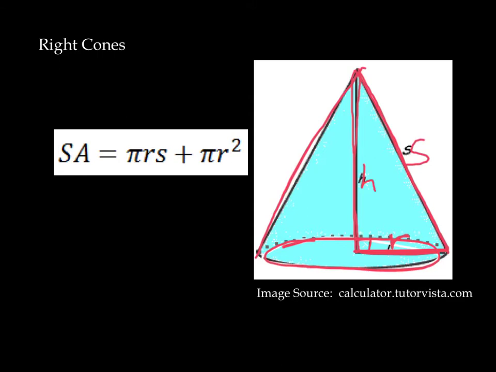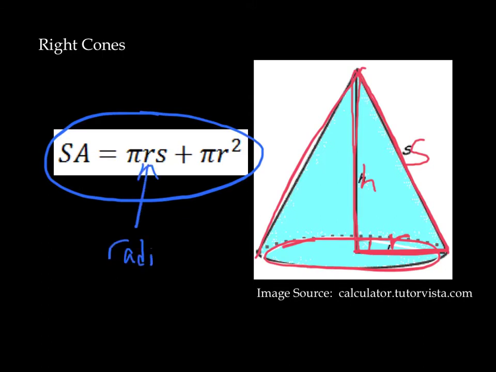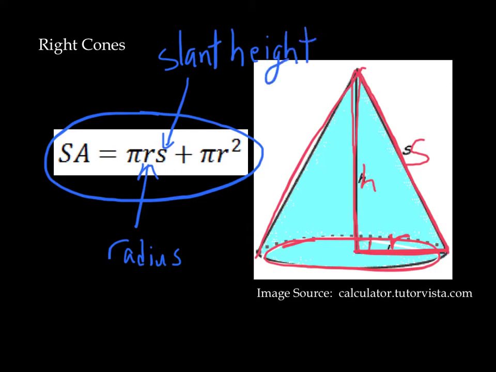Now there's a formula that we're going to use throughout this section called the surface area for a right cone. That's equal to pi times R times S, that's pi, times the radius, times S, which is the slant height, okay? And that pi R S is itself the lateral area. Okay, that part of the formula is the lateral area.